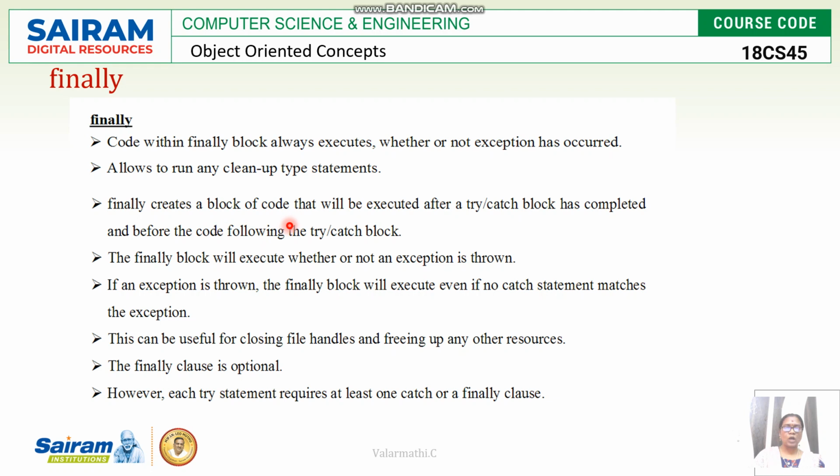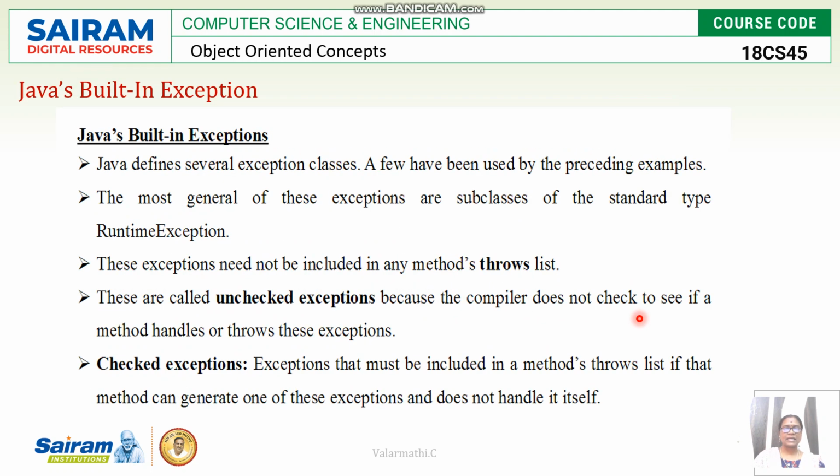Finally creates a block of code that will be executed after the try block has completed, before the code following the try catch block. The finally block will execute whether or not an exception is thrown. If an exception is thrown, the finally block will execute even if no catch statement matches the exception.